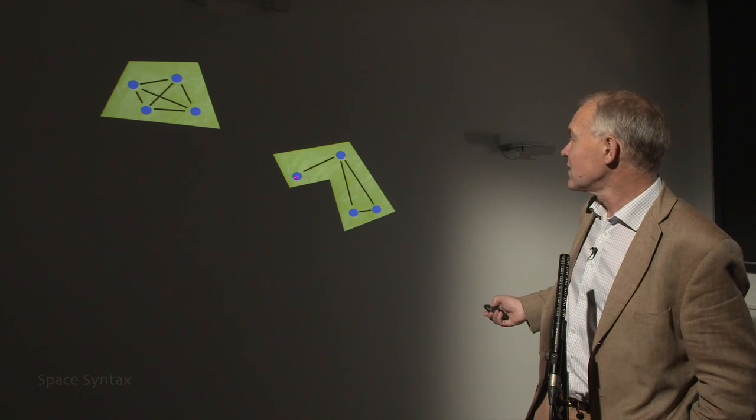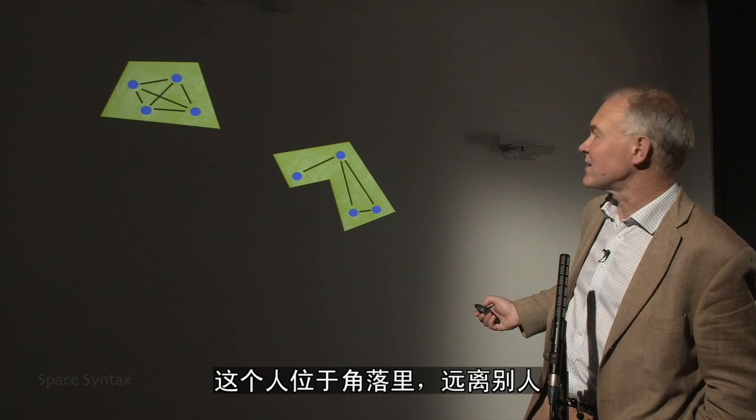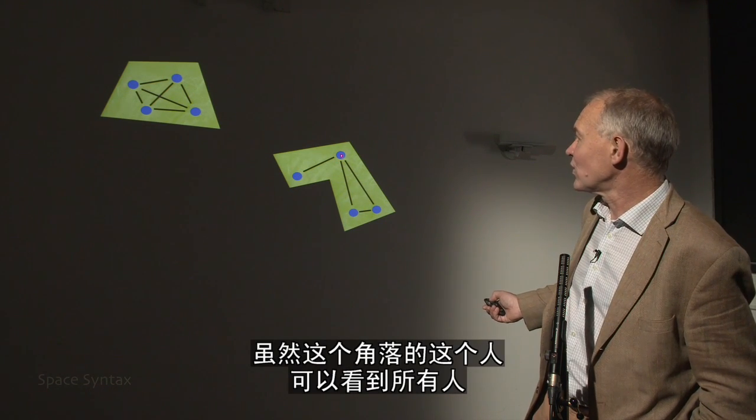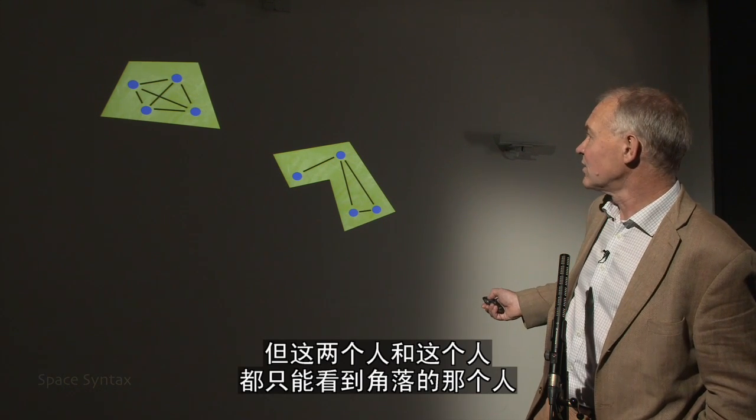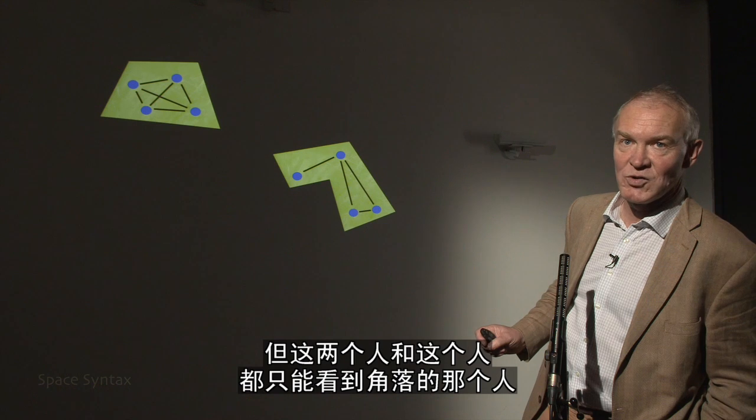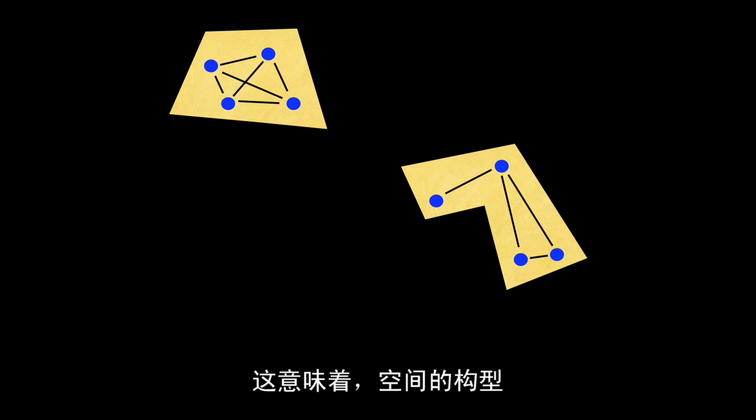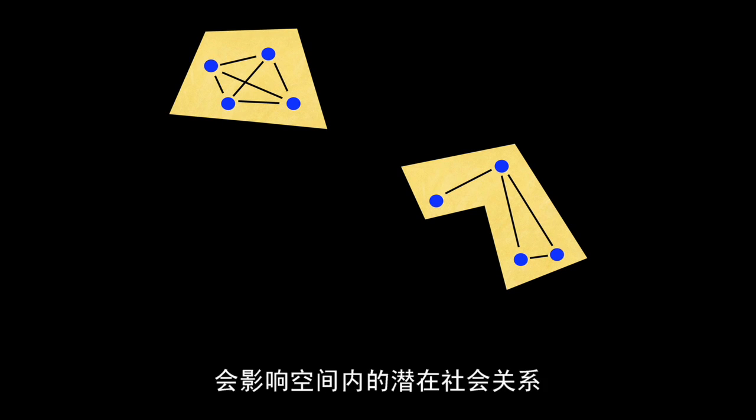However, in this space, this individual is around the corner from the rest. Although this one in the corner here can see everybody, these two and this one can only see that one in the corner. It means that the way that space is shaped affects the potential social relations in the space. This is a very simple example, but it's one which allows us to become mathematical and to therefore quantify the relationships between people as they're modified by the structure of space in the environment.